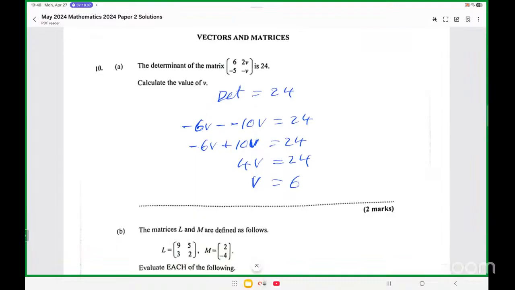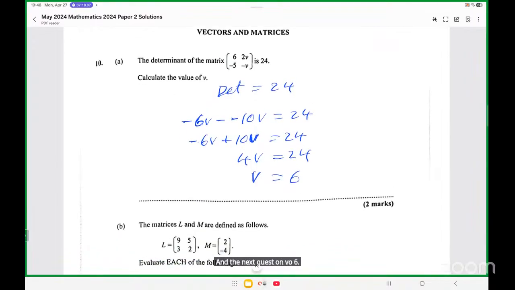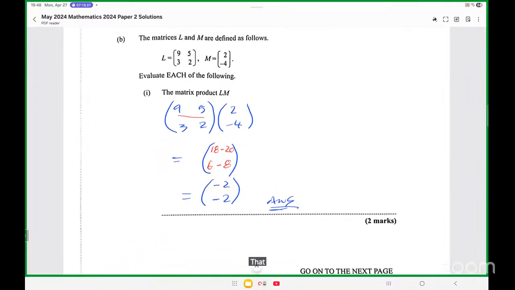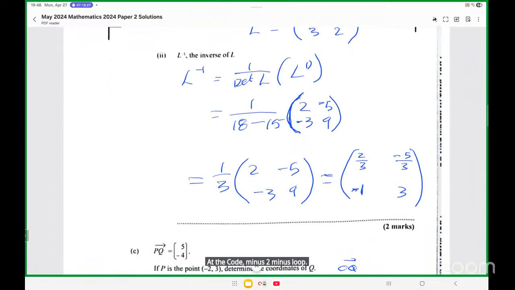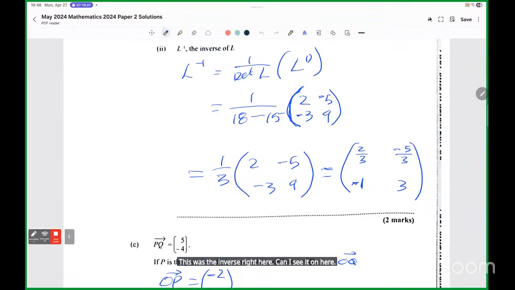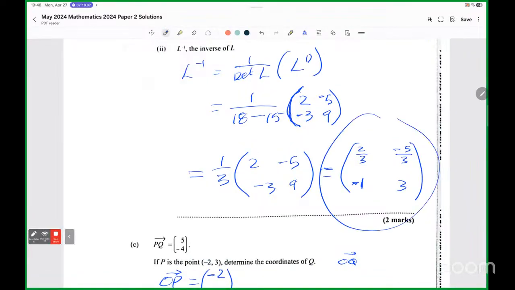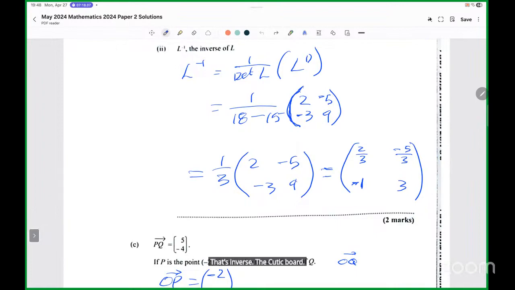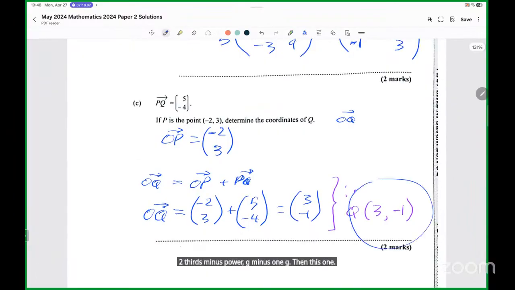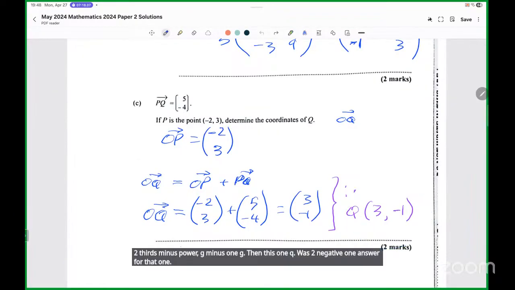And the next question, V was 6. Next question, that product was -2, -2. That vector was -2, -2. Next question, this was the inverse right here. You can see it down here. That's the inverse. Look at it. Good. 2/3, -5/3, -1, 3. Then this one Q was 3, -1. That's the answer for that one. 3, -1.